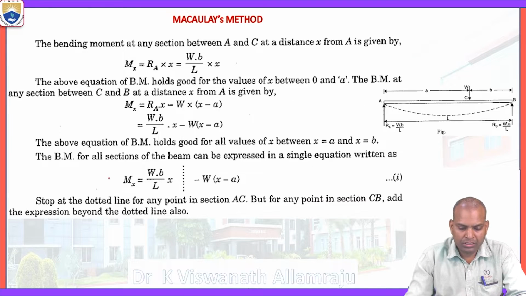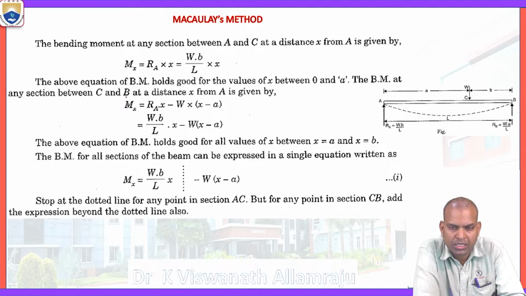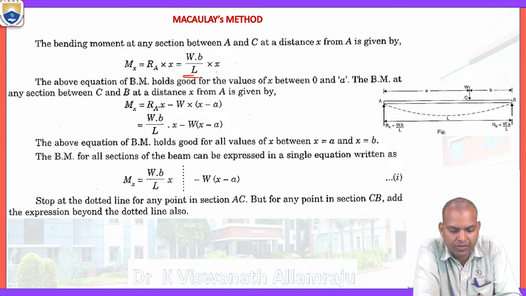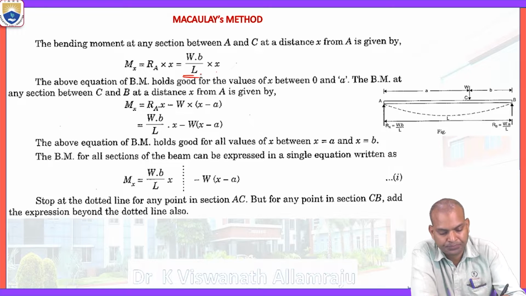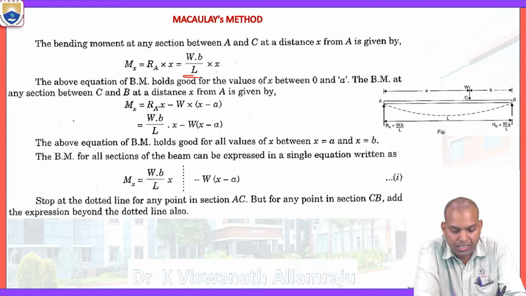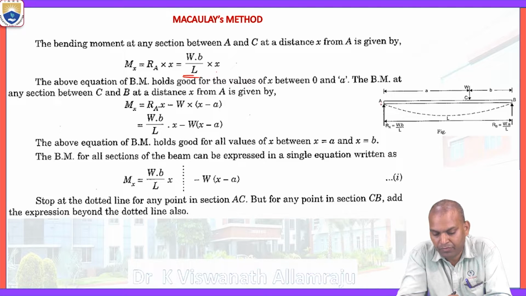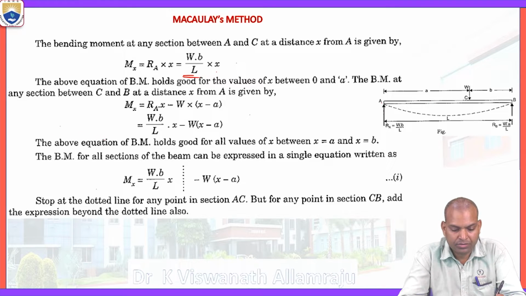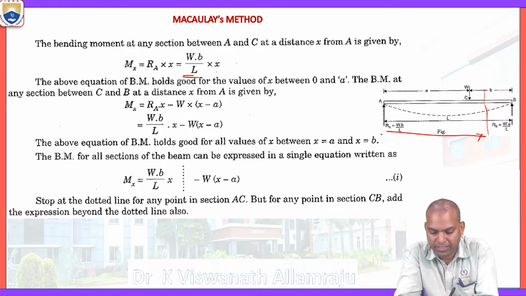Now we know the equation of the bending moment at any section X, that is Mx equal to Ra times x, that is Wb by L times x. We know the value of Ra is Wb by L. After substituting for Ra, the reaction at A, we get Wb by L times x. Now, this equation is for values of x between 0 and a, that is from point A to C. But if you want between C and B, the bending moment is at a distance x.